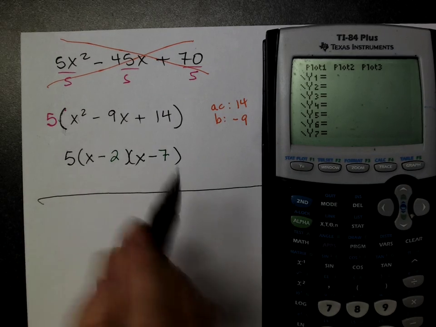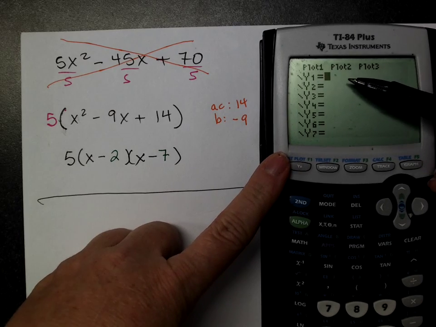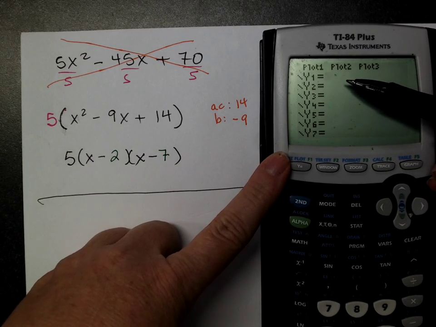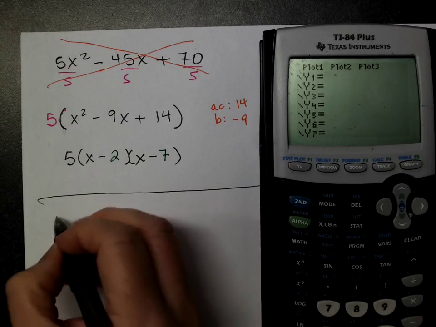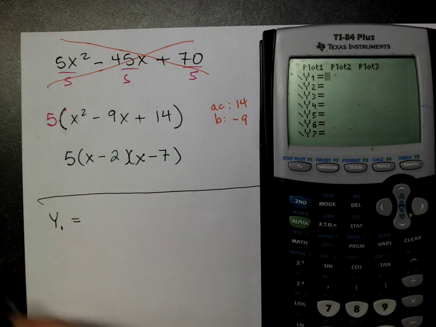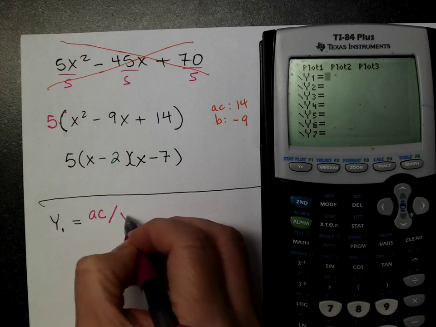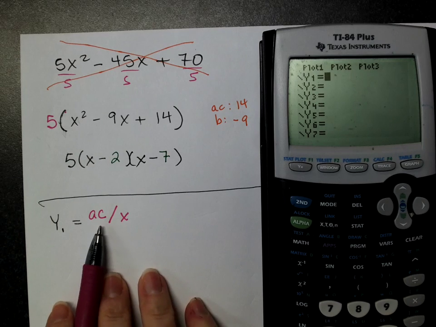On your calculator, you go to y equals, like you're entering an equation. You're not going to graph anything, though. You're going to use an equation to look at a table. So you go to y1, and you are going to enter whatever your AC is divided by x.